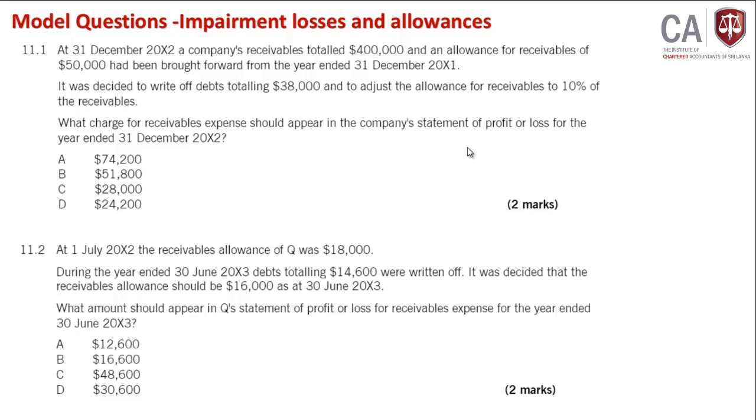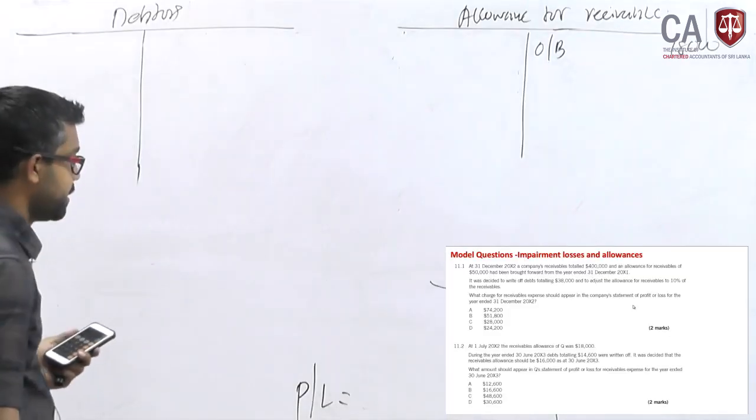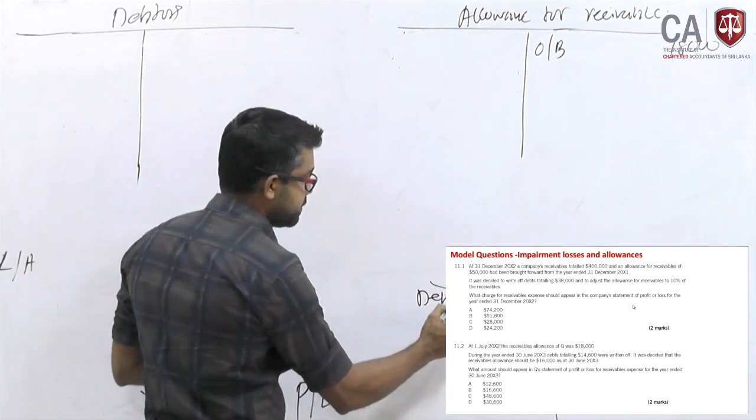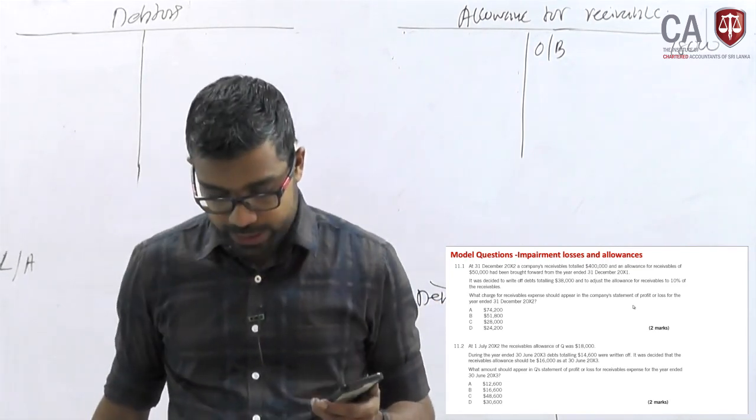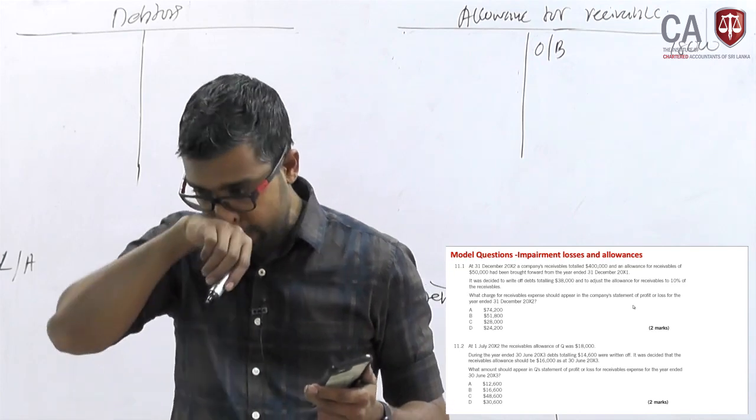At 1st July 2002, the receivable allowance was 18,000. Opening balance 18,000. During the year ended 30th June 2000, debt totaling 14,600 was written off. Written off means impairment. Right? Debtors, how much? 14,600.